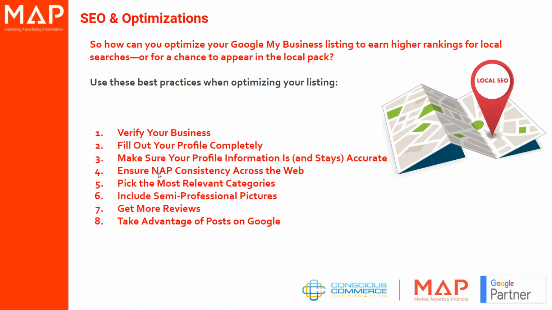NAP stands for name, address, phone number. So that needs to be consistent across the web. And I'll just explain to you that if you do what's called a citation campaign, we've done one of these for Ruth, where we're submitting all of the business information out into the world. And if Google sees discrepancies in the name of your company or the address or the phone number, they're not going to trust you nearly as much. And so that all needs to be rectified before you decide to go marketing and trying to acquire organic traffic.